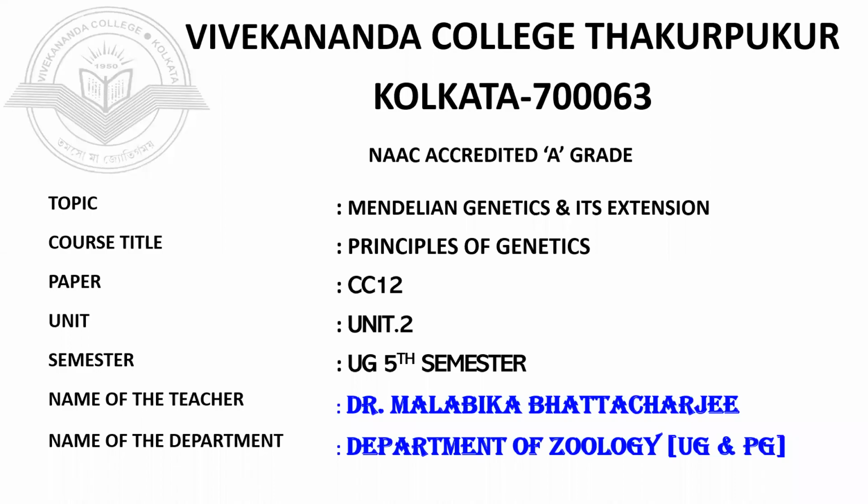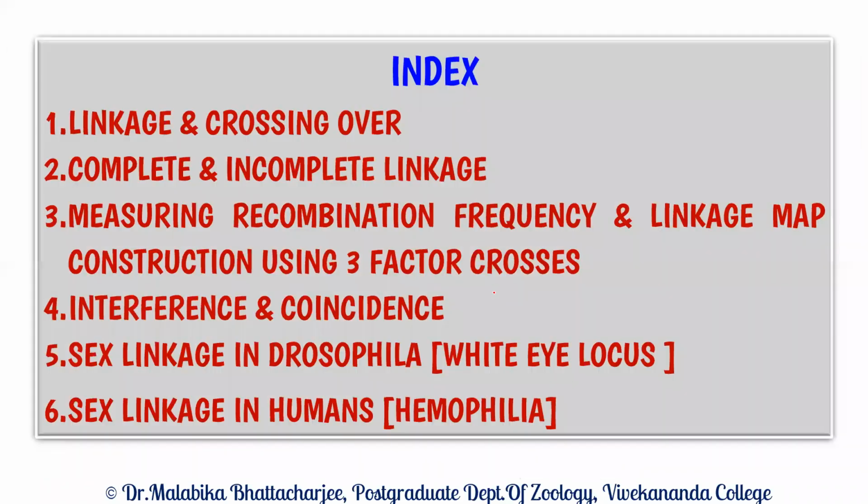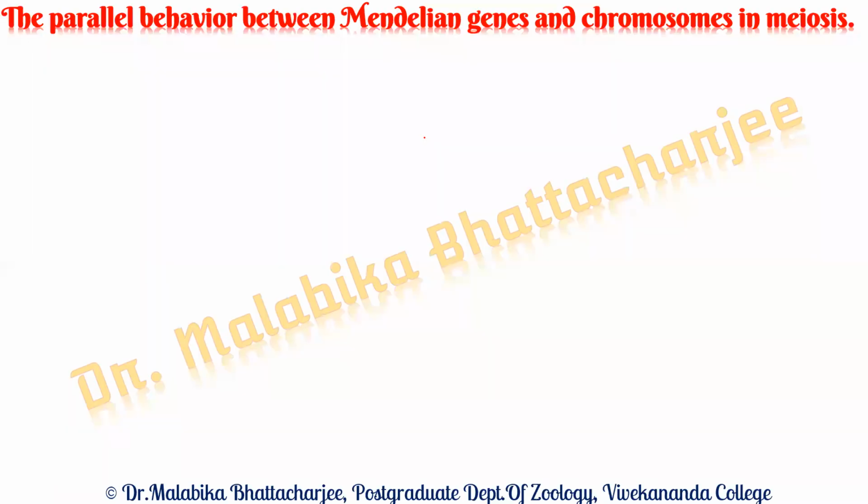Good morning. So today we'll be taking up the second topic related to Mendelian genetics and its extension. The books I have referred to are the same ones that I referred to for Unit 1: Russell, Genetics by Klug and Cummings, Snustad and Simmons, Benjamin Pierce, Brooker, and Strickberger Genetics. We will be doing it step by step. For today's class, we'll be having a brief idea about linkage, crossing over, complete and incomplete linkage.